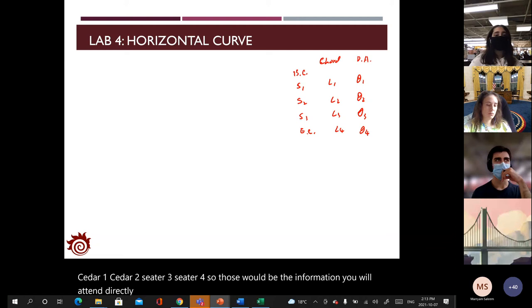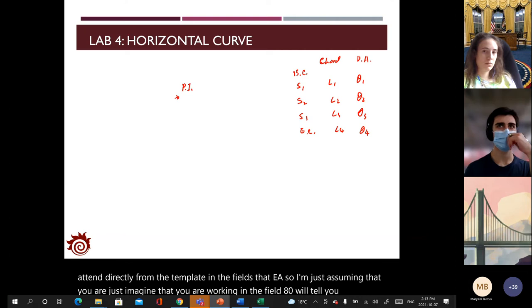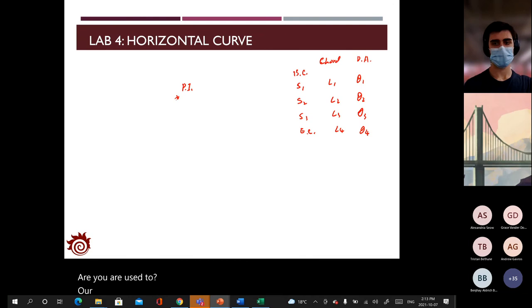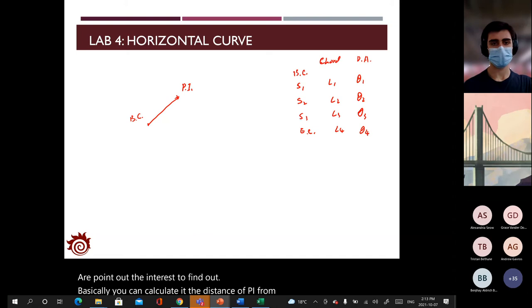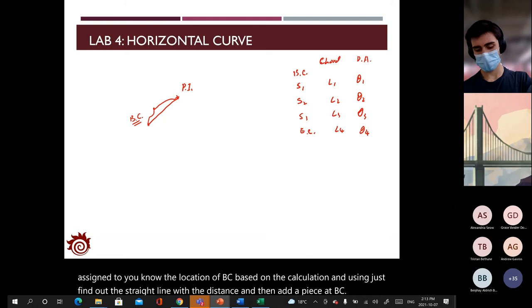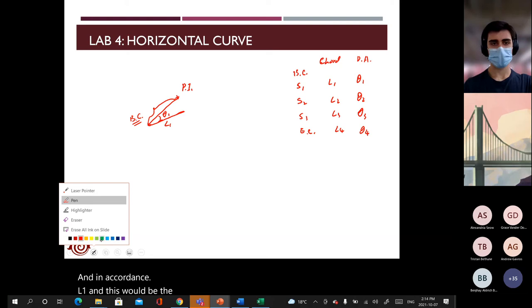In the field, just imagine that you are working in the field. The TA will tell you where the point of interest is. Then you will use the point of interest to find out BC. Basically, you know the distance of PI from the data we assigned to you. You'll know the location of BC based on the calculation, and just find out a straight line with the distance. Then at BC, first turn the deflection angle, theta 1, and then the chord length, L1. And this would be the first station, station one.